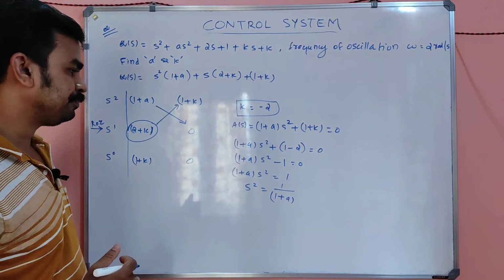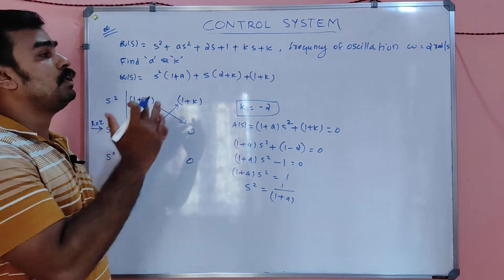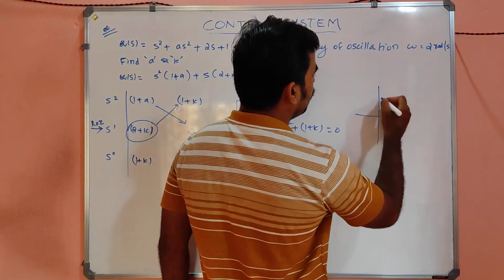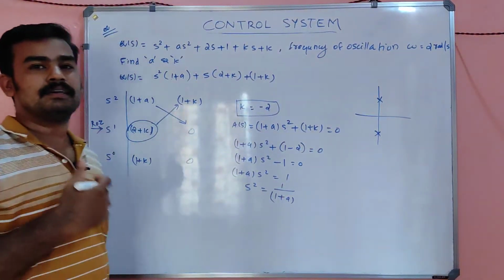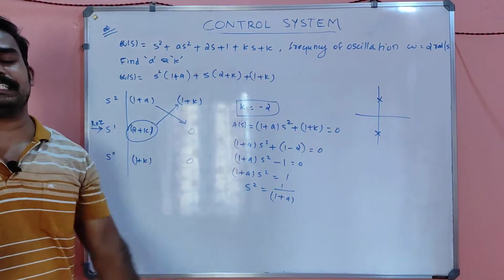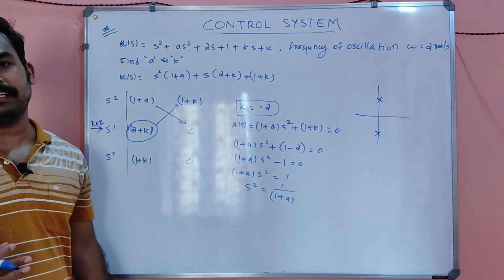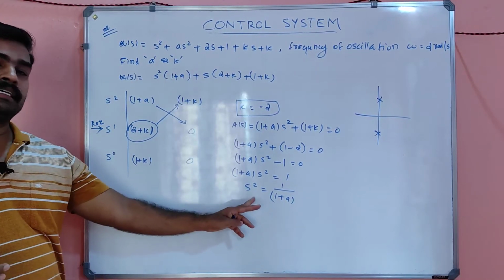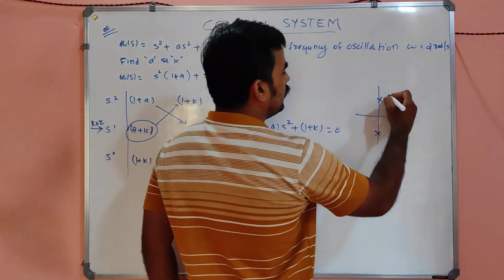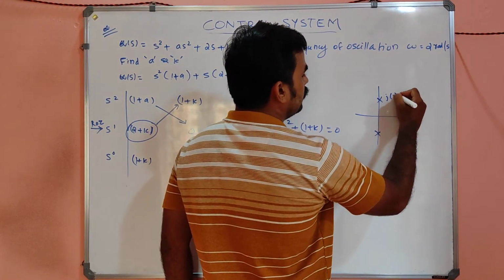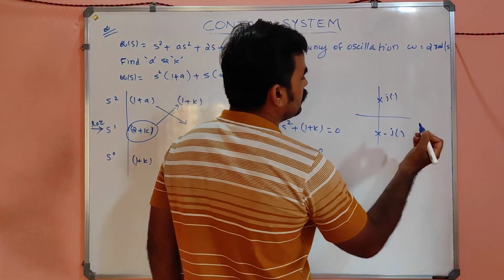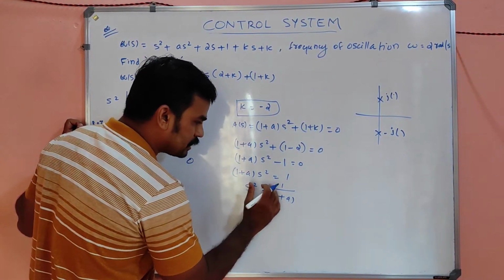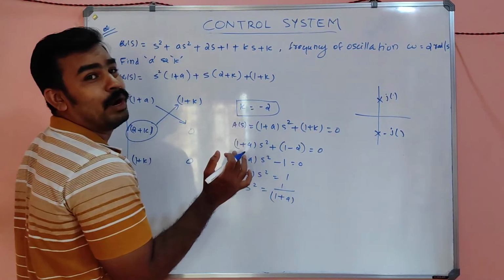If there is a possibility of oscillation, my dear, I already told you there will be imaginary poles on the y axis, the imaginary line. There should be some poles. So for that, there should be some j terms and some minus j terms in the equation. This s square equal to something, this should be negative.